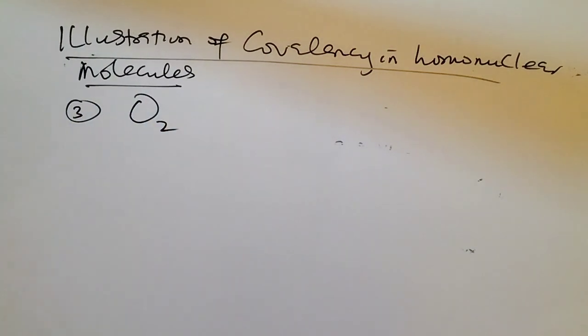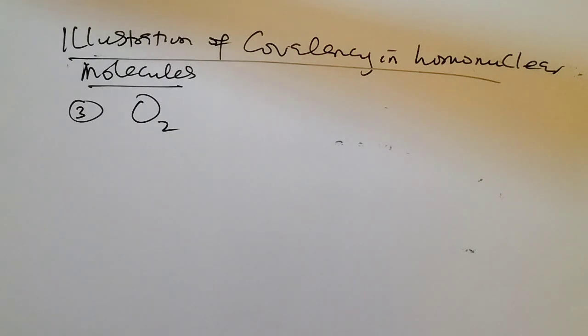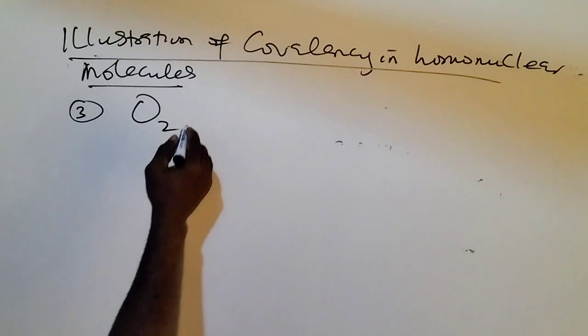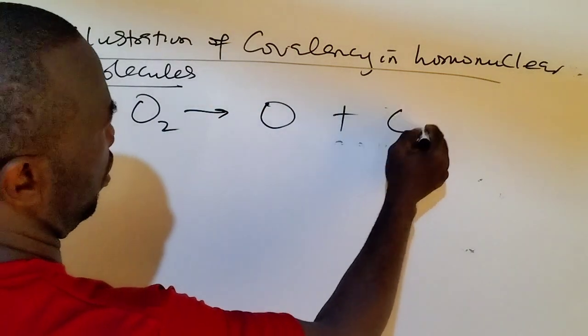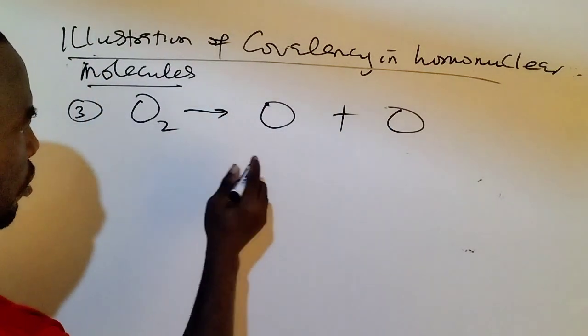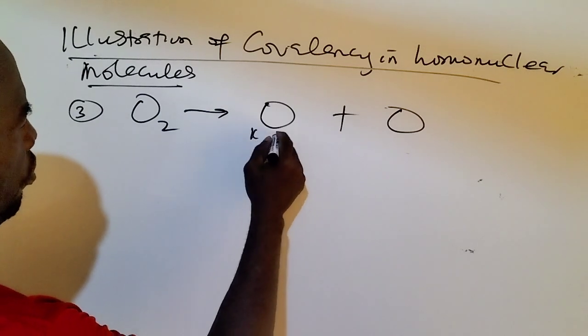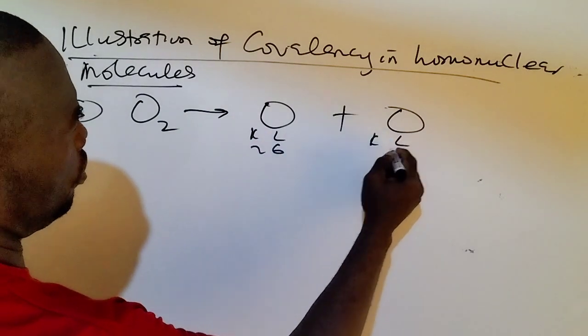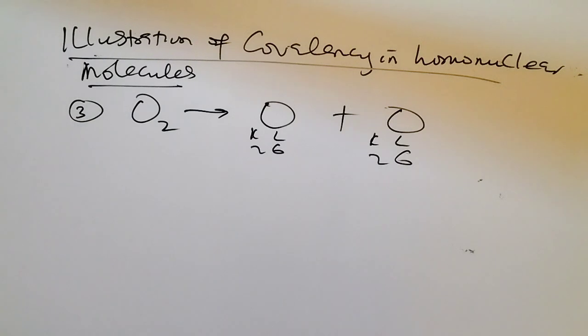Oxygen is a homonuclear molecule. Let's see how the bond is formed in oxygen. Oxygen consists of 2 atoms in it, each with electronic configuration 2, 6. Having done that, let's do the bonding.